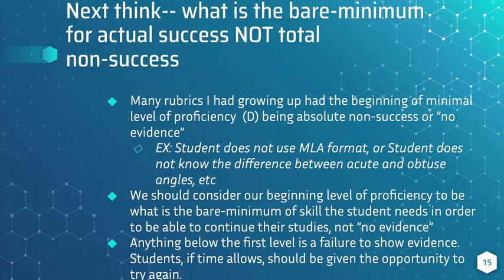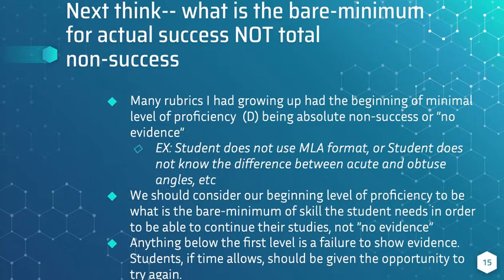So essentially, when we ask what is the bare minimum for actual success, we would be looking at many rubrics that we've experienced through our education that started at the minimum level of proficiency, often corresponding with a letter grade of a D. And it noted absolute non-success, or in some cases, no evidence. So for example, a student does not use MLA format, or a student does not know the difference between acute and obtuse angles. Oftentimes, these descriptors would fall under the minimal success criteria.